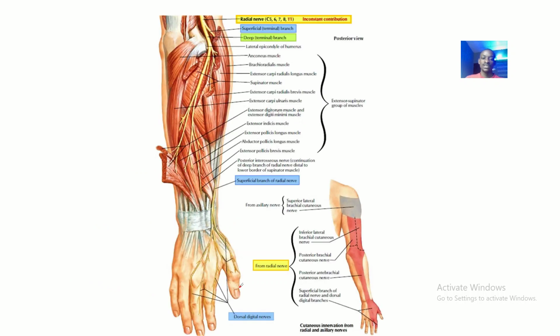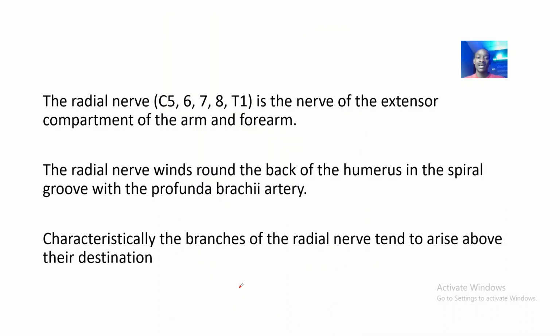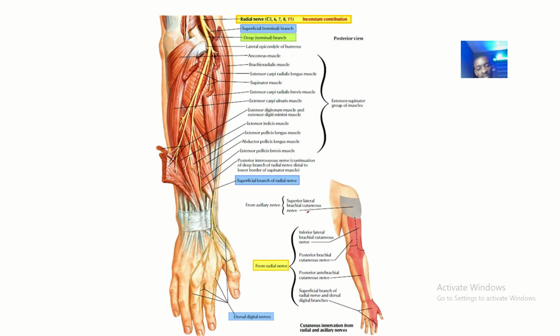So this is the radial nerve and its distribution, but we'll come back to this after the last slide. The radial nerve, which originates from C5, C6, C7, C8, and T1, is a nerve of the extensor compartment of the arm and the forearm. The radial nerve winds around the back of the humerus in the spiral groove, accompanied by the profunda brachii artery. Characteristically, the branches of the radial nerve tend to arise above their destination. So this is the radial nerve.